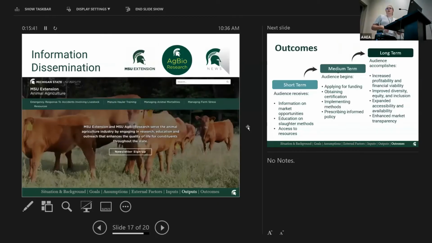And then finally, we have the option to disseminate information through university-specific resources. So that would be MSU Extension, MSU AgBioResearch, and Michigan State University News. So this page here is MSU Extension's Animal Agriculture webpage. This is where I anticipate that related information would be posted on the extension page.